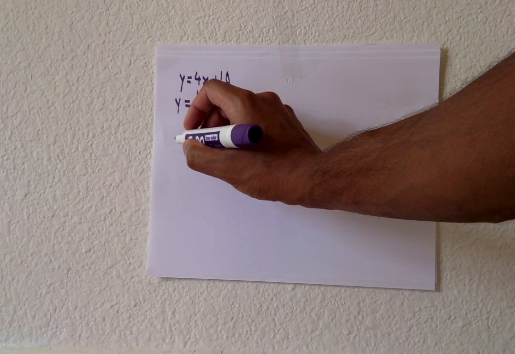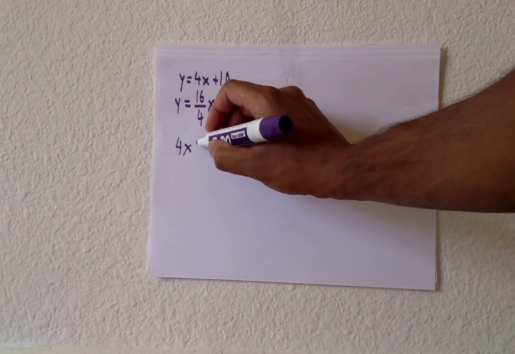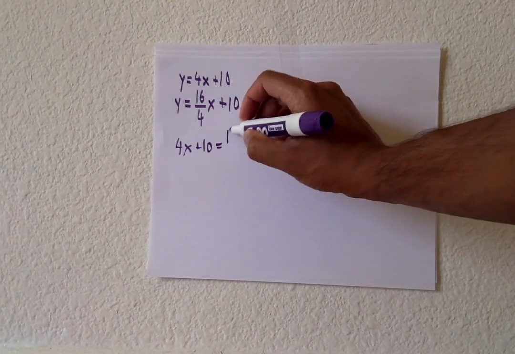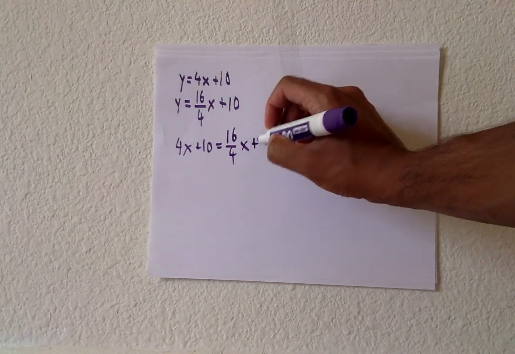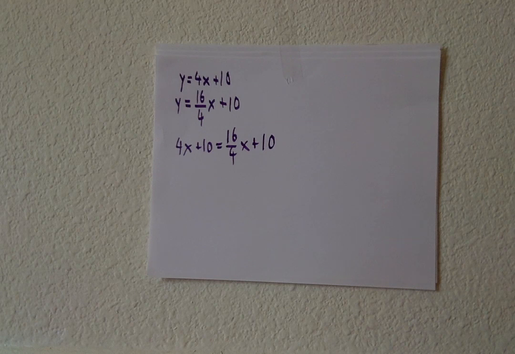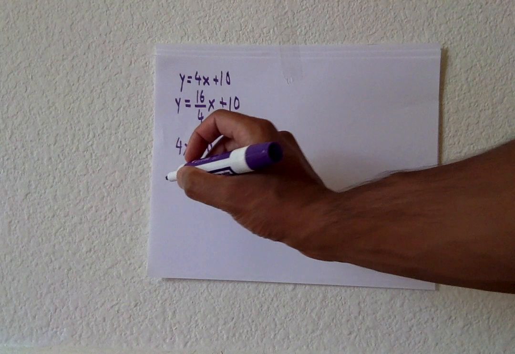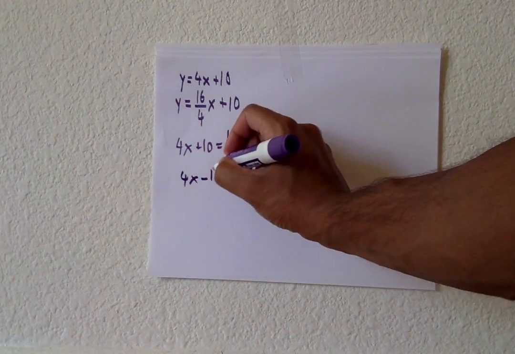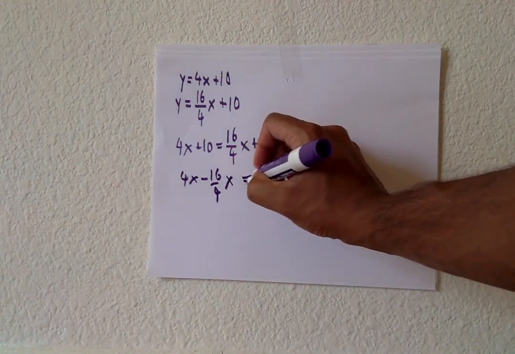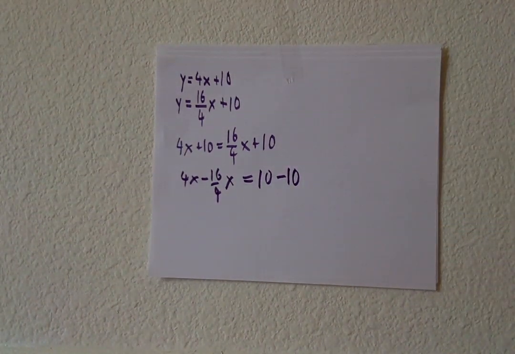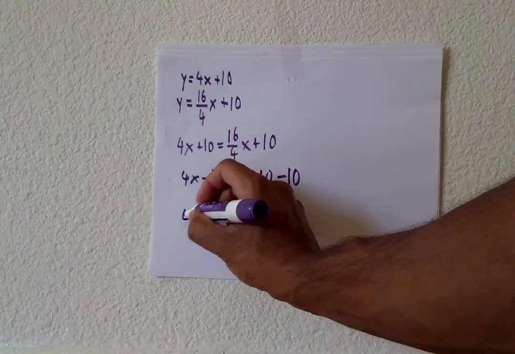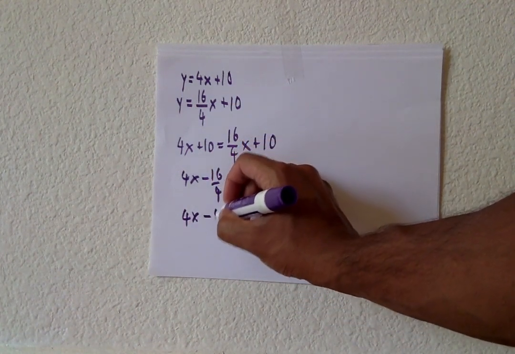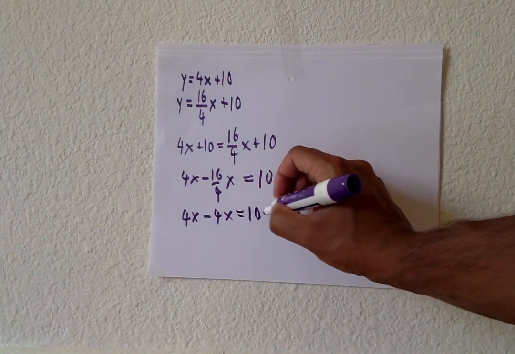So it's going to be 4x plus 10 is equal to 16 over 4x plus 10. Now, what you'll notice here is that if you solve for x here, you'll get 4x minus 16 over 4x equals 10 minus 10. So if you reduce this, you'll get 4x minus 16 divided by 4 is 4x, and then 10 minus 10.